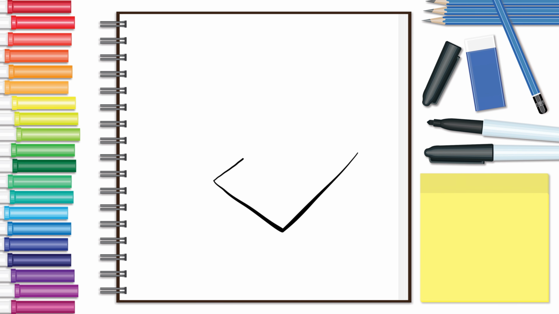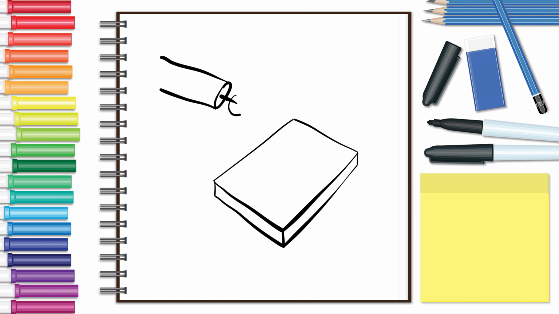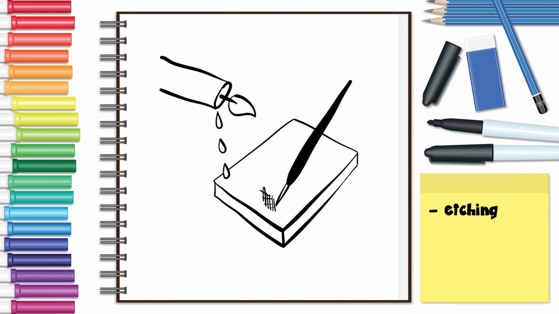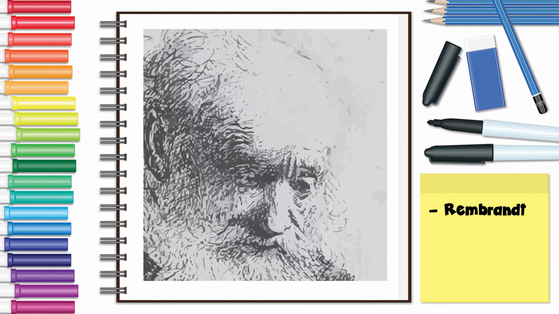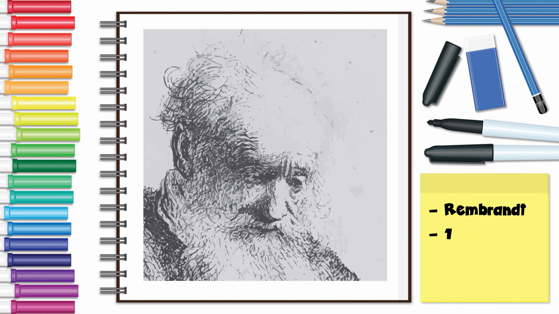In fact, artists long ago would make very intricate artwork by scratching lines into wax that had been placed on metal surfaces. This technique is called etching. As you can see here, this portrait is an example of an etching done by the famous artist Rembrandt, all the way back in 1630.